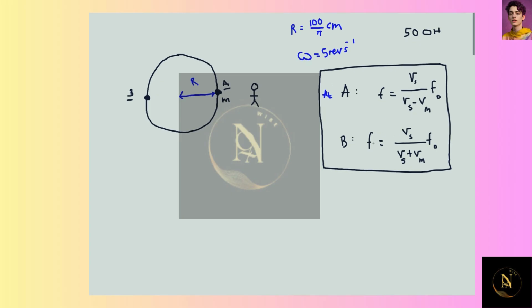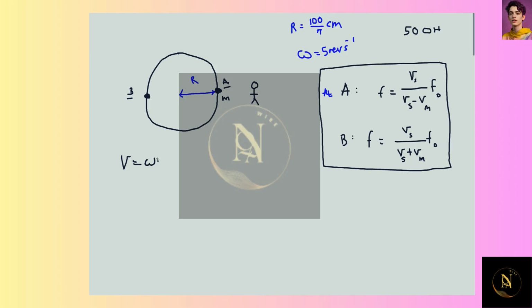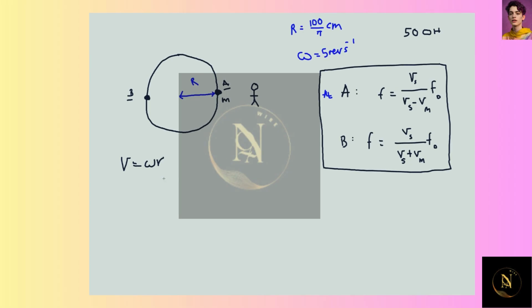So first we need to calculate the velocity of the little speaker. We know that linear speed for angular motion is equal to omega r. We know omega and we know r, so plugging this in, we can say that it's equal to 5. And now remembering that r is in centimeters, we want to convert that to meters, so multiply by 10 to the minus 2. So 5 times 1 over pi gives us our linear velocity, which is simply 5 over pi, so 1.59 meters per second.